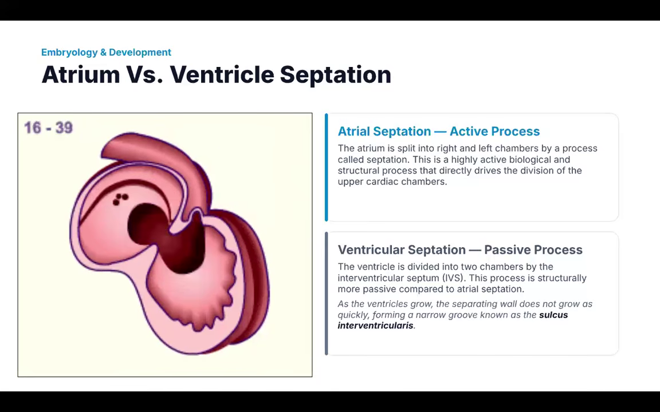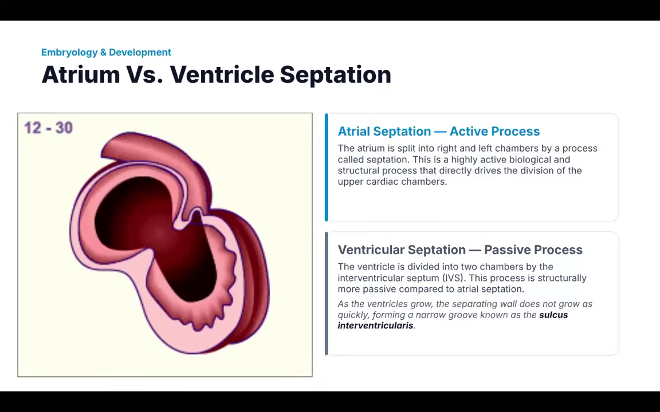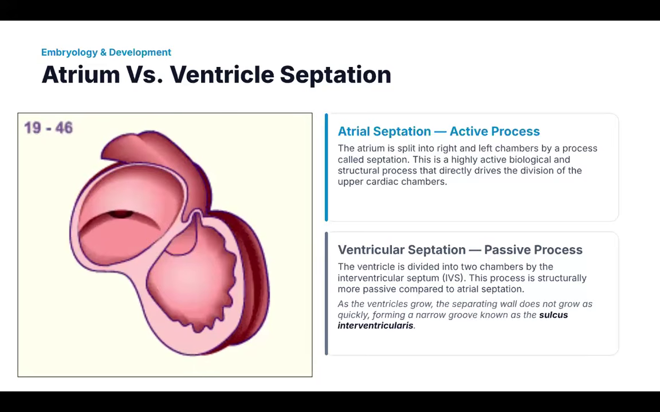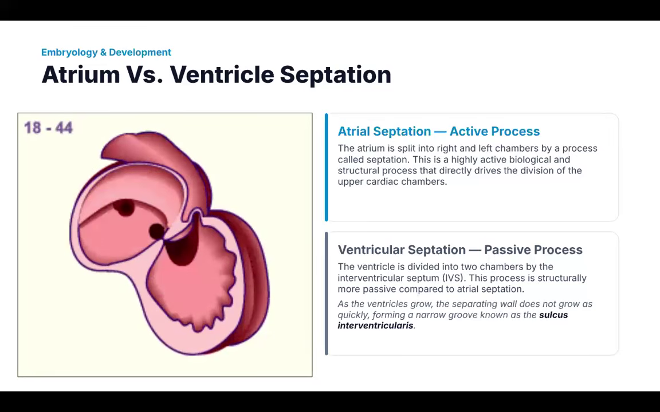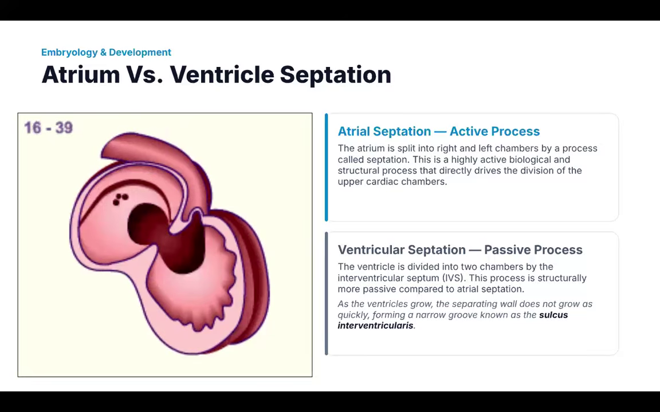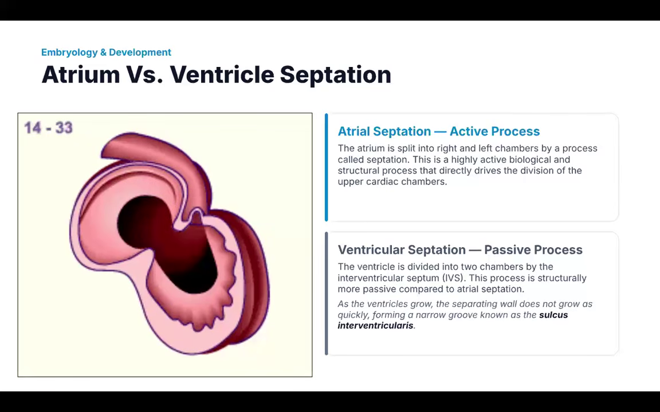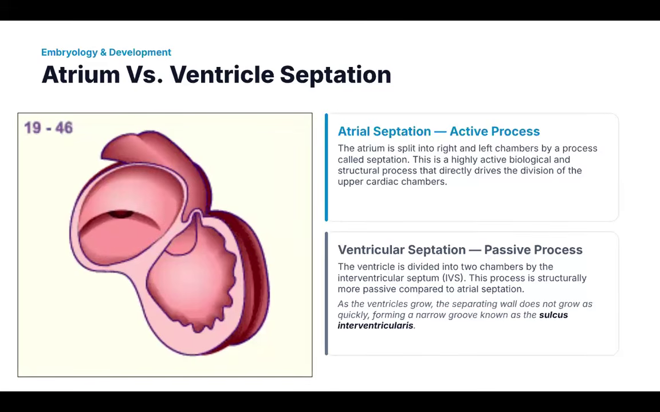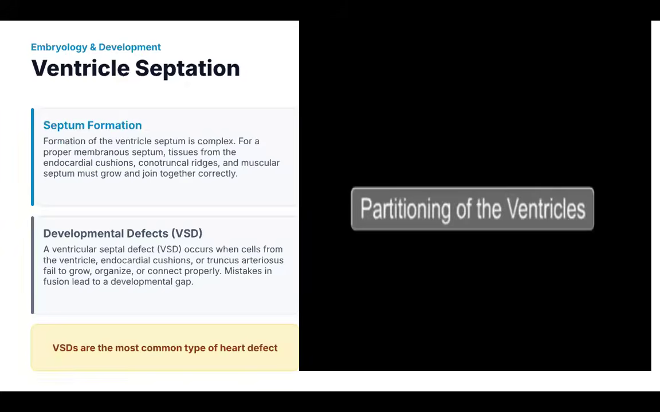Now, as for atrial septation, it is an active process. The atrium is splitting into those chambers. This process is called septation. Okay, so it's an active process. When we talk about the development of the ventricles, it is more passive. Okay, so the ventricle is divided into the two chambers by the septum, and it's more passive compared to the atrial septation, which makes sense. So what do we say? 30% VSDs are present versus the ASD, which is about 8%.